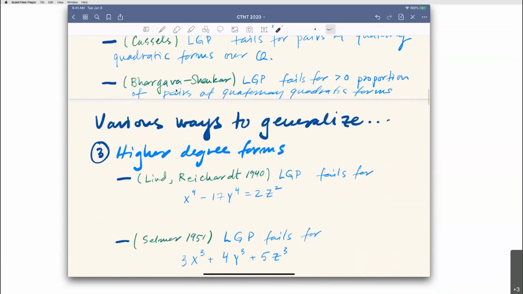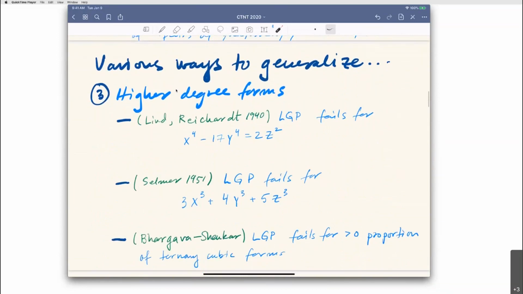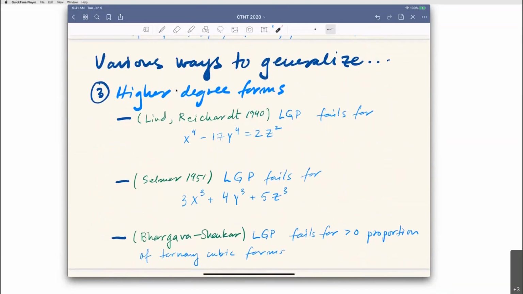It also holds for a positive proportion of pairs of quaternary quadratic forms. Okay, so another way to generalize, which is maybe more commonly seen in survey texts on Hasse-Minkowski, is to higher degree forms. And so everybody mentions this famous example of Lind and Reichardt for, say, quartic forms.